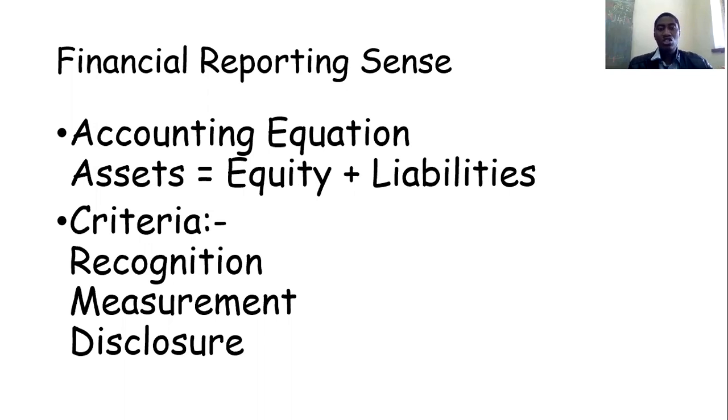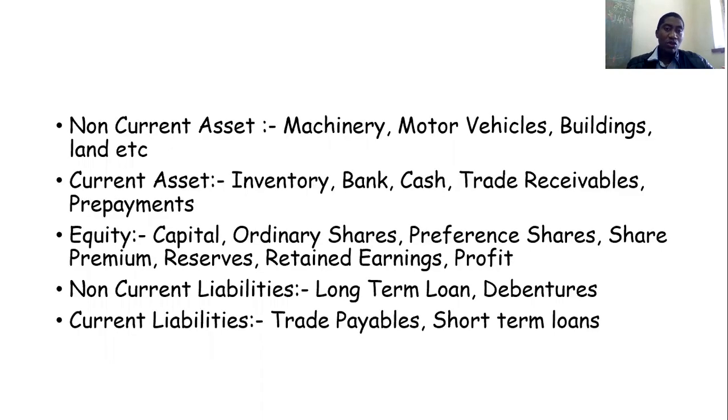Then we go on to the disclosure. How is it being disclosed in the statement of financial position? Or rather, where is our asset being disclosed? Is it being disclosed in the statement of profit or loss, or is it being disclosed in the statement of financial position? Now coming to the audit of statement of financial position items.